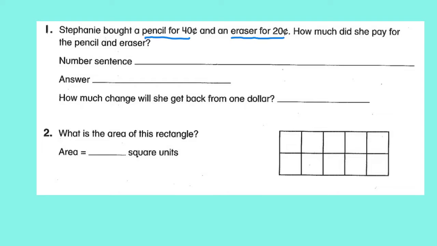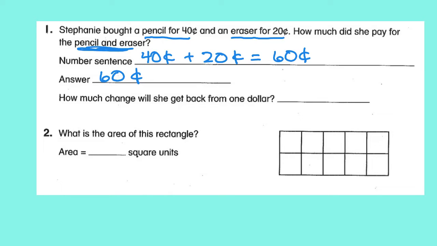And when they say how much did she pay for the pencil and the eraser, we know that this is going to be what type of problem? Some more, or an addition problem is fine. So we can actually go ahead and write our number sentence. 40 cents plus 20 cents equals how much, everyone? Think about it. Get ready. Yes, 60 cents. And the answer is 60 cents.